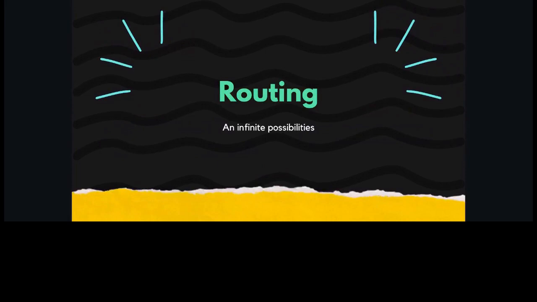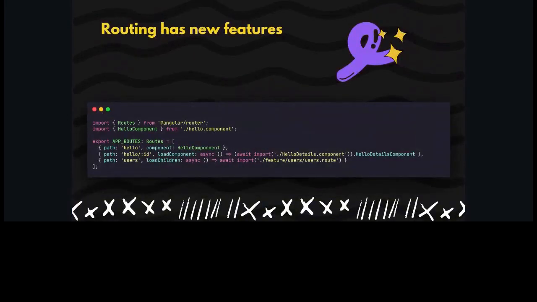Okay, so let's go to the routing. I think it's the most important. So yeah, routing has new features. Imagine the hello component is just a standalone component. If you want to navigate to a standalone component, it's very easy. It's like previously, so you give the path hello and you give the property component with your standalone component. So at this moment, your hello component is not lazy loaded.